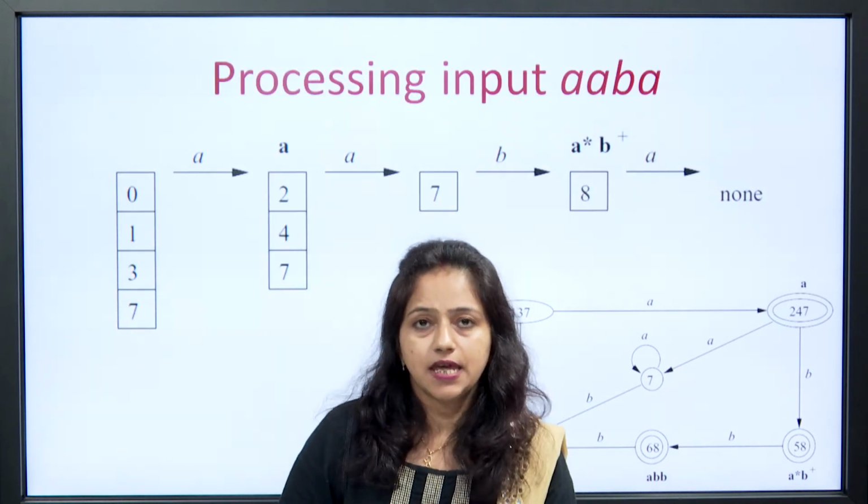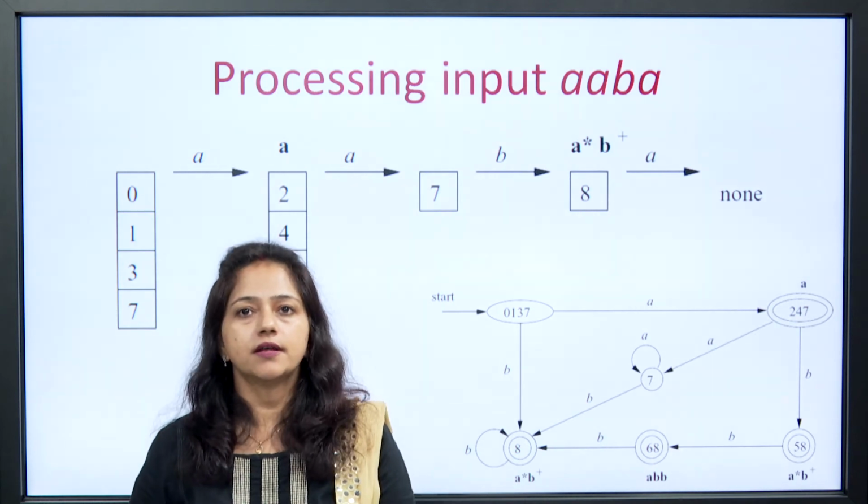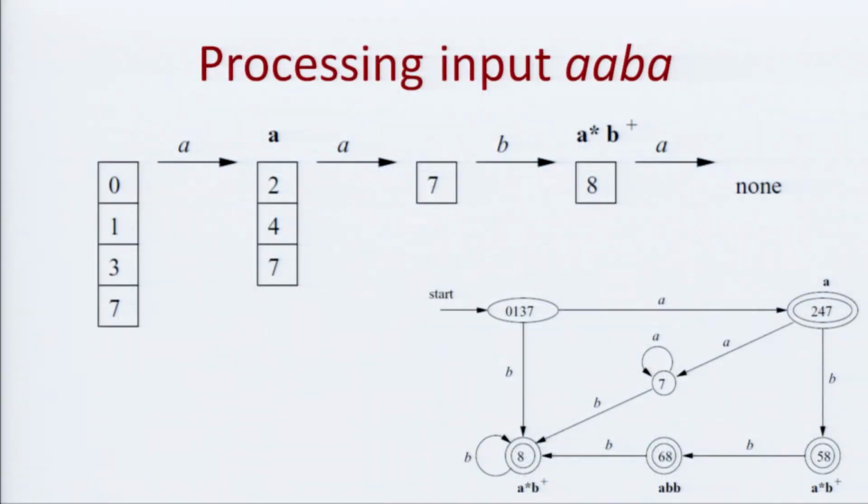Now, here we will see how the input string is processed. So, for processing, suppose the input string is A, B, A. Suppose we are at the state 0, 1, 3, 7, and the input symbol is A.